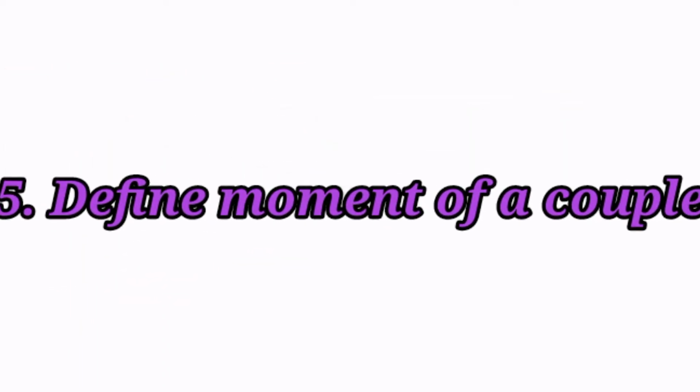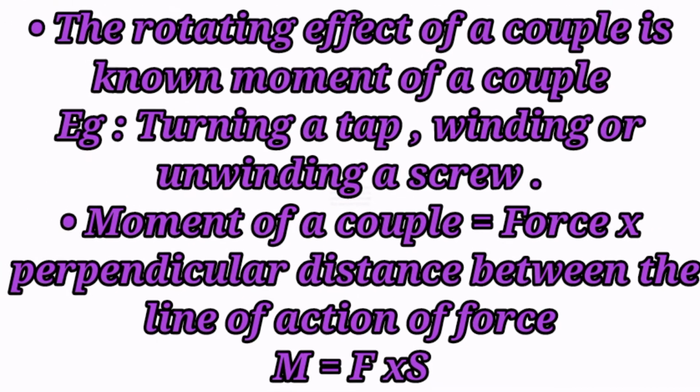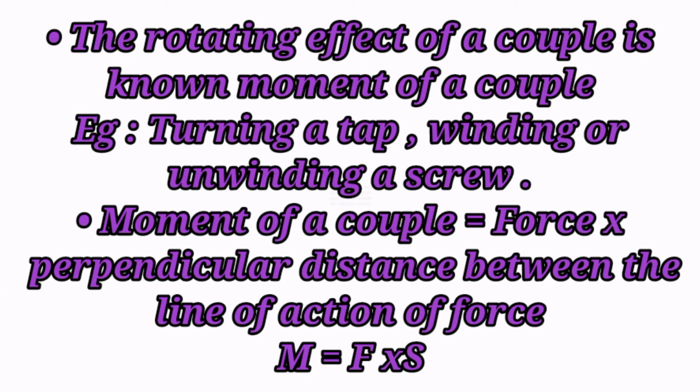Fifth question. Define moment of a couple. The rotating effect of a couple is known as moment of a couple. Example: turning a tap, winding or unwinding a screw. Moment of a couple is equal to force into perpendicular distance between the lines of action of the forces. M is equal to F into S.